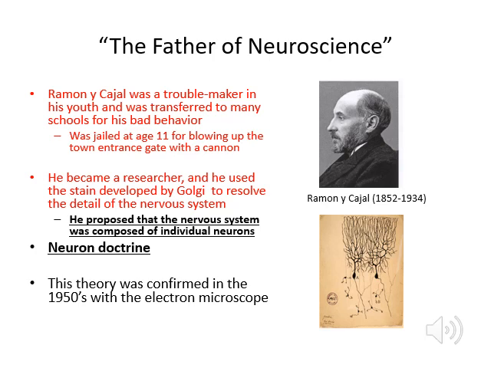That theory was finally proved in the 1950s when the electron microscope was developed. With that high-powered microscope, you can actually see that there is a space, a gap, between the neurons. His theory was then called the neuron doctrine.